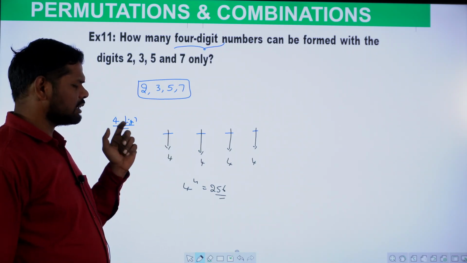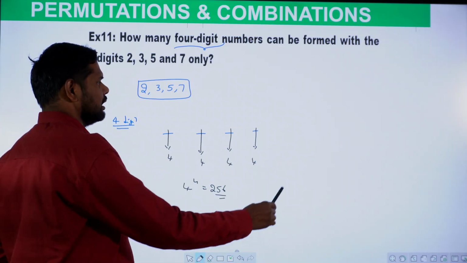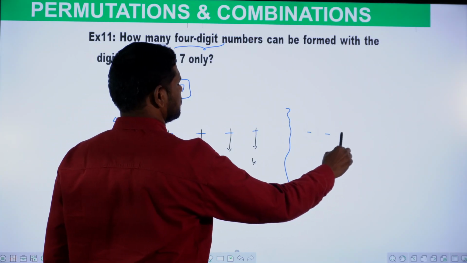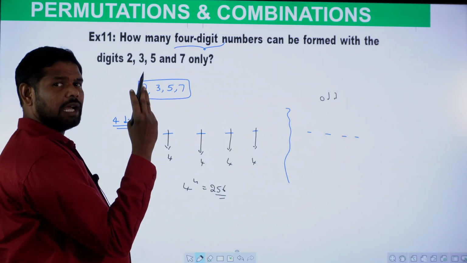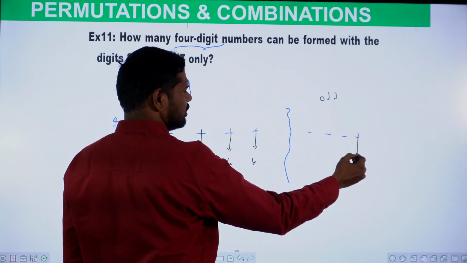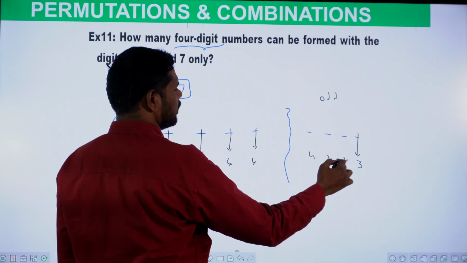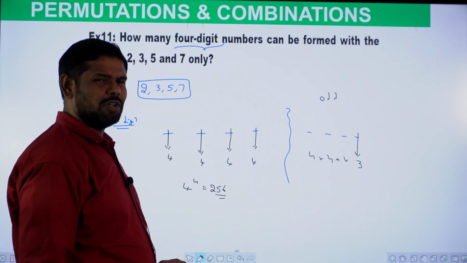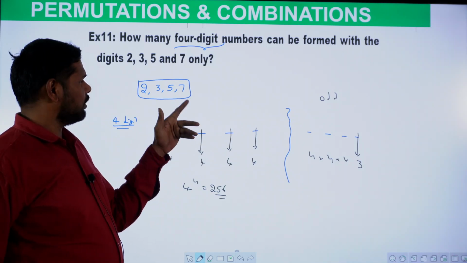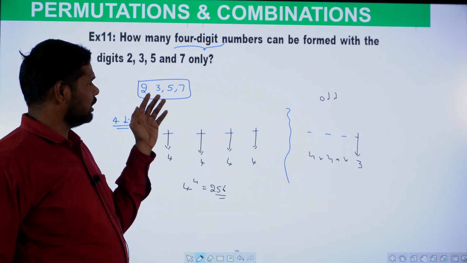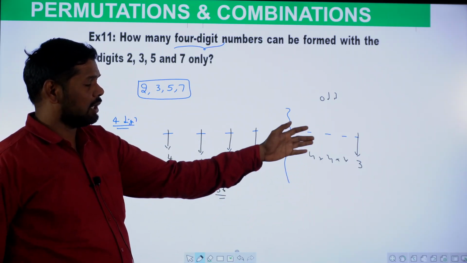Suppose in the same question they ask how many odd numbers. Odd numbers here would end in 3, 5 or 7, so three odd digits are there. In the last position we have only three options, but the remaining positions have 4, 4, 4. So 4 into 4 into 4 into 3, that's it, simple. So 64 into 3 is 192 odd numbers, like 2225, 2227, 2223, all sevens, all fives, all threes. Those are all odd numbers, and those are all the possibilities.